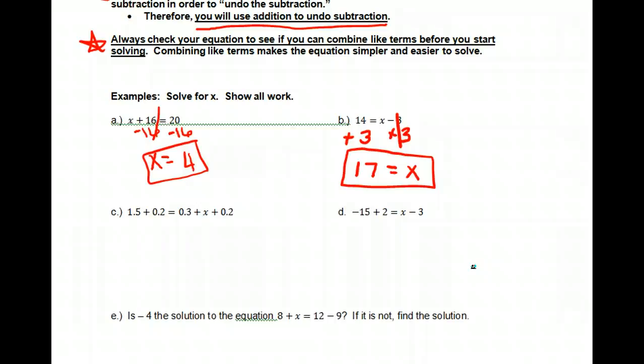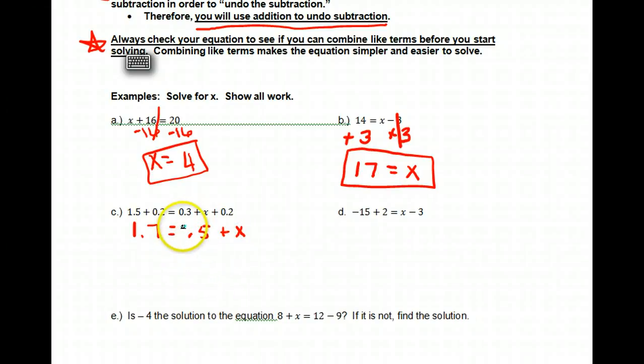Okay, at this point you should have paused the recording and solved letters C and D. Let's see how you did. I had given you the hint that you should always combine like terms as your first step if possible. On the left hand side, 1.5 plus 0.2 can be combined to make 1.7. On the right hand side, 0.2 plus 0.3 can be combined to make 0.5. So now our equation looks much better than it did.